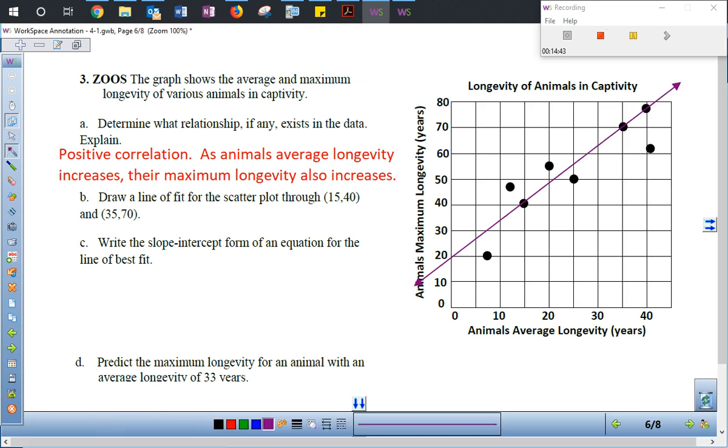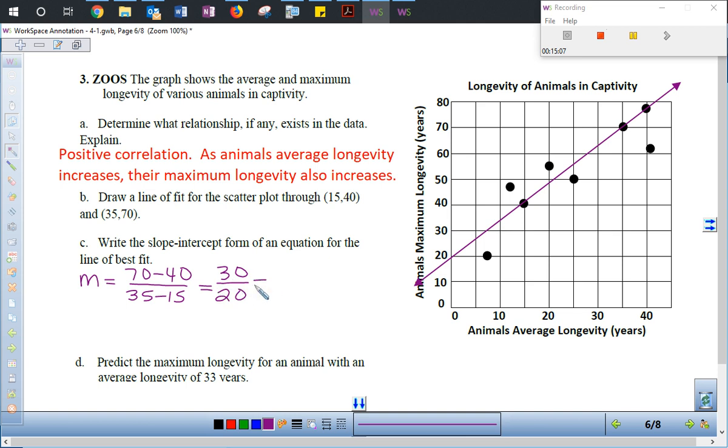Okay. Now part C says write the slope-intercept form of an equation for the line of best fit. So just like we did on the front page, we're going to start by finding the slope. So 70 minus 40 over 35 minus 15. Now 70 minus 40 is 30. 35 minus 15 is 20. And 30 over 20 reduces to 3 over 2.